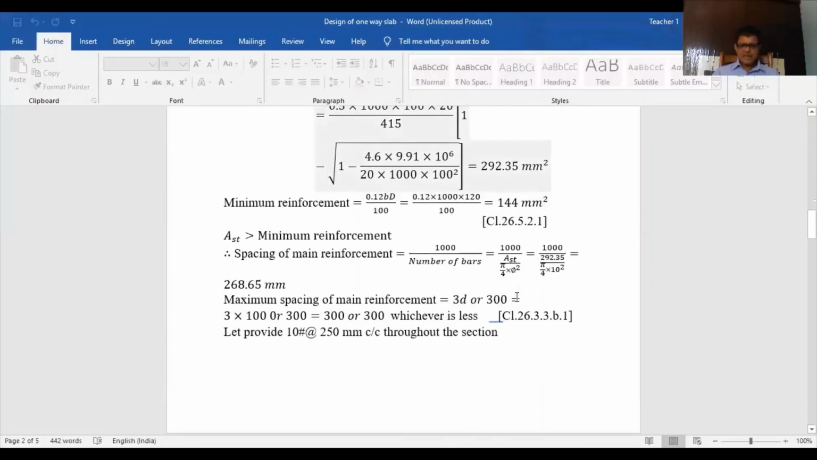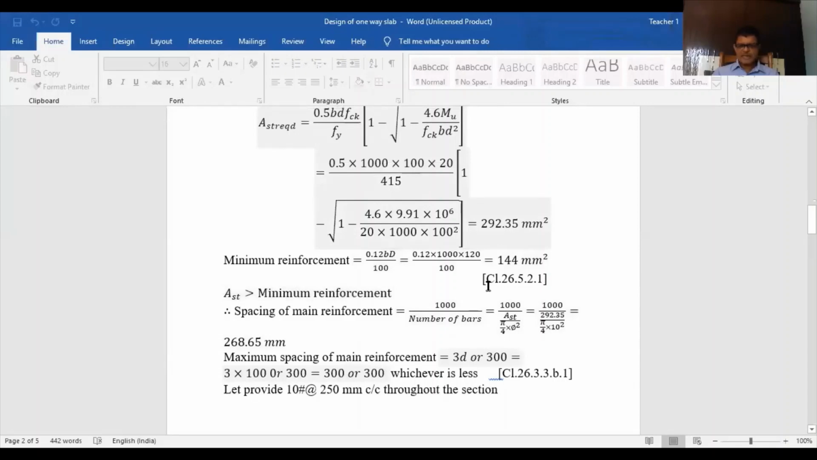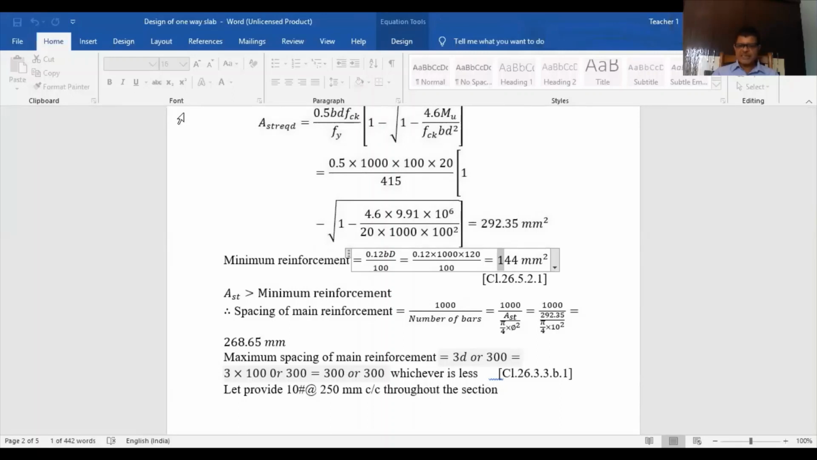Now once you find these values, the area of steel is coming to 292, and the minimum steel is 144, so this is more than the minimum, so you provide the area you have found. If the area is less than the minimum value, then you provide the minimum value. If it is more than the minimum value, provide this value. Now find the spacing. How to find spacing? Spacing is 1000 mm divided by the number of bars in 1 meter, which gives the spacing of the main reinforcement.